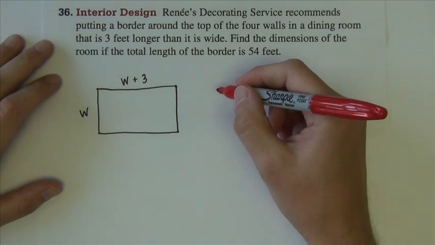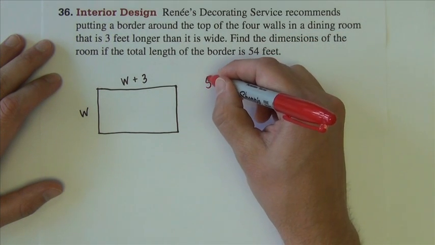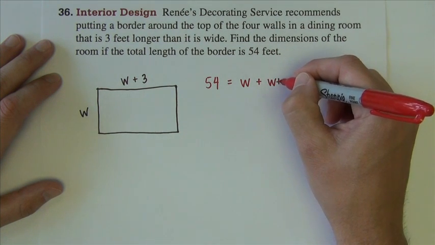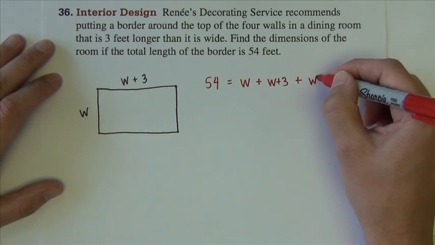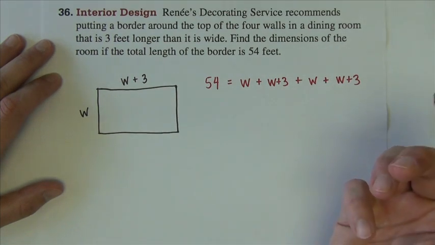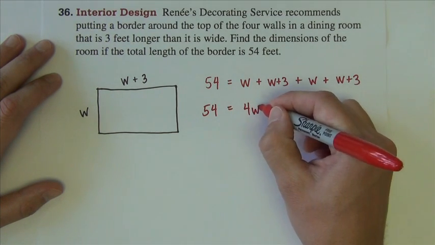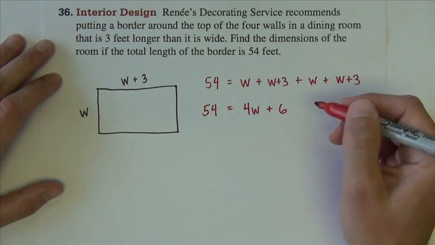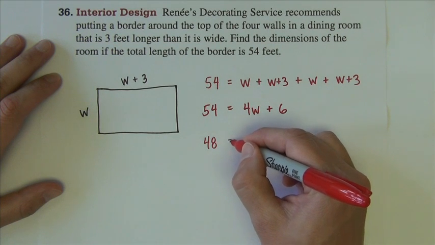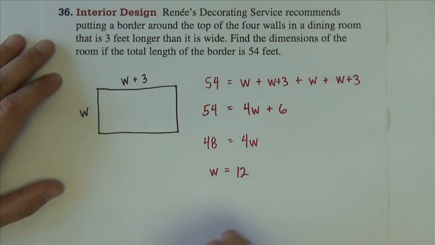Okay, so the total length of the border that goes all the way around is the perimeter. So the perimeter is 54 feet. That's found by taking W plus 3 plus another W plus another W plus 3, just adding the four sides together. So I combine my like terms. I have 4W plus 6. I'm going to subtract my 6, giving me 48 equals 4W. Divided by 4, we get W equals 12.